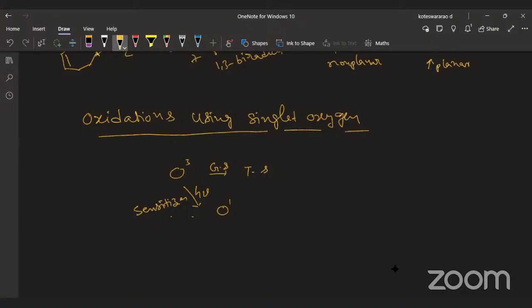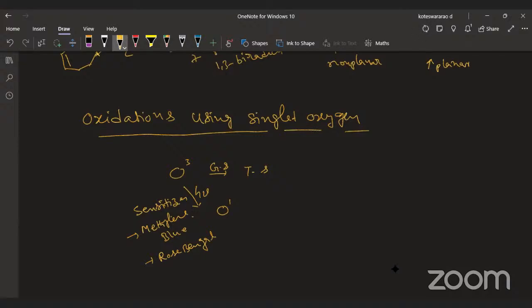Some of the dyes used are methylene blue or rose Bengal. These dyes can be used as sensitizers. They absorb visible light, and that visible light energy absorption leads to excitation of the dye. A triplet state is generated. The triplet energy will be transferred to the oxygen. Therefore, it causes the electron inversion that leads to the formation of singlet oxygen.